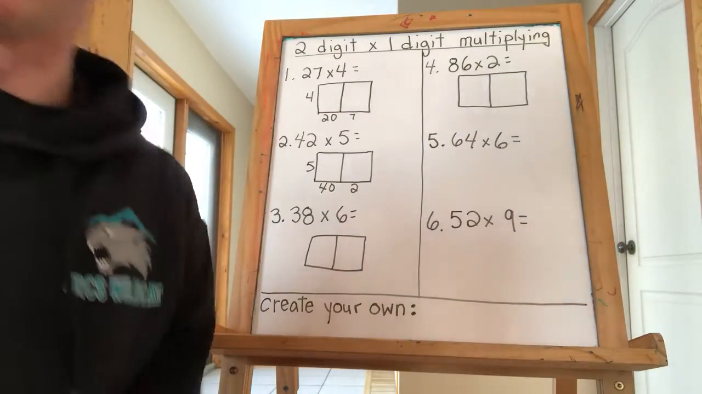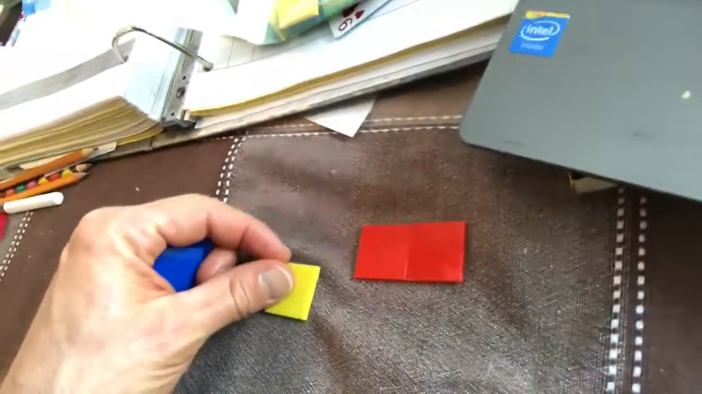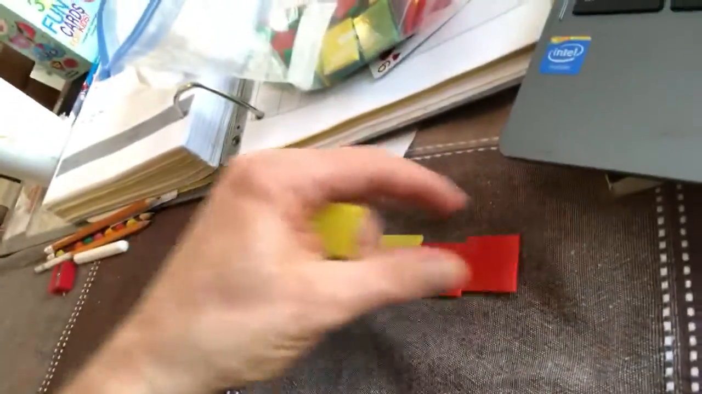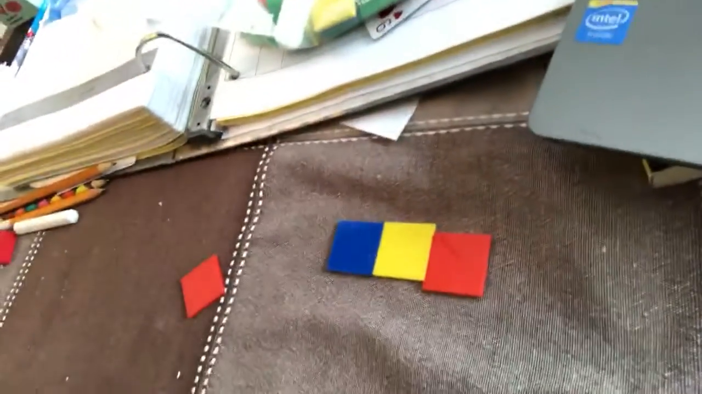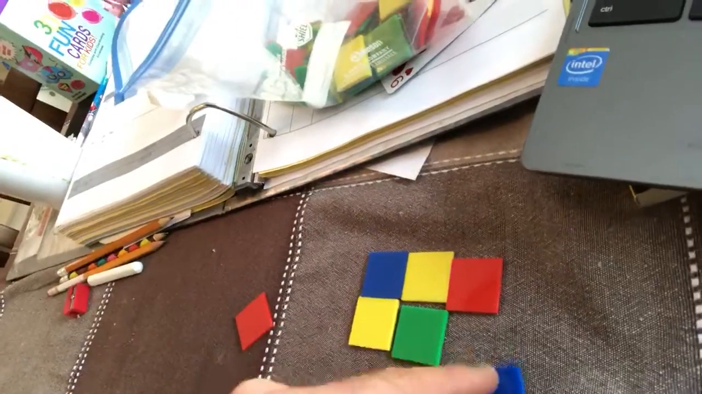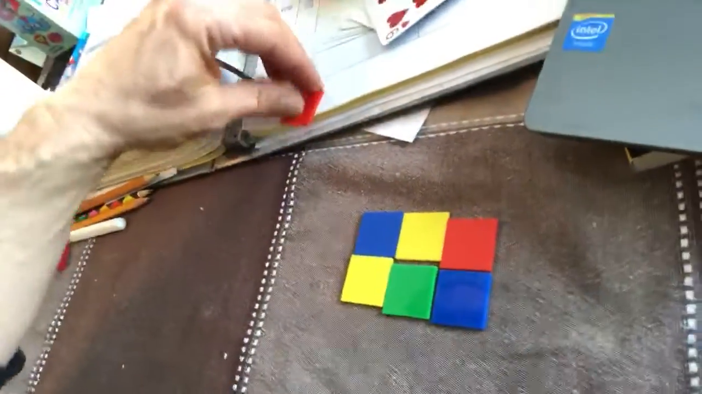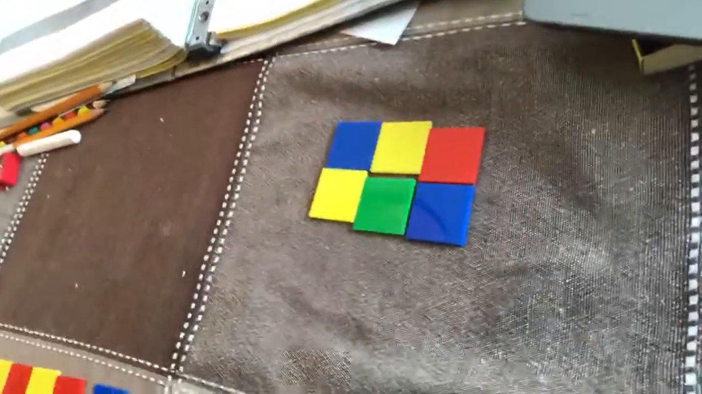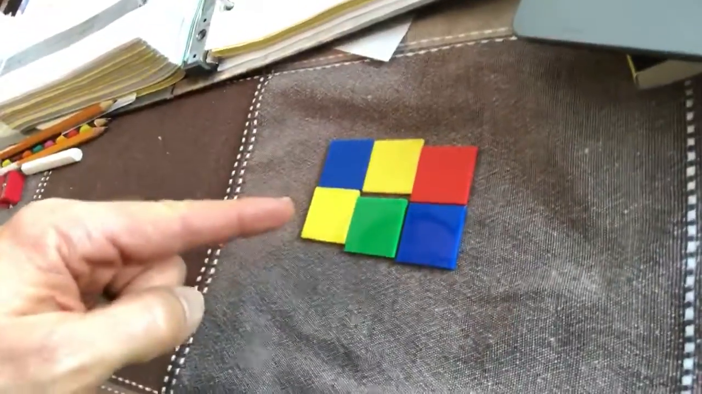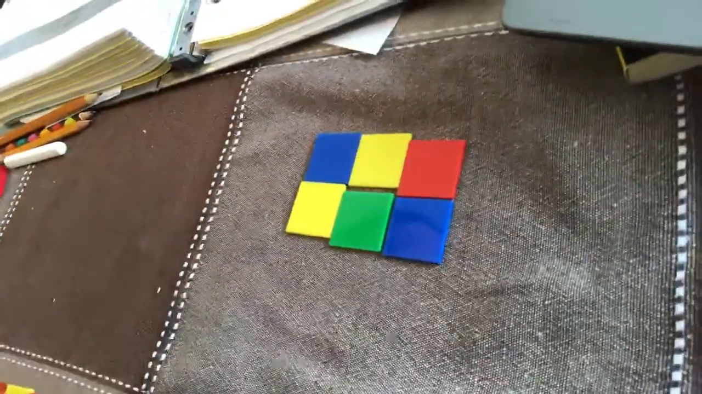For example, if I had 3 times 2, I would make them different colors: a row of 3, and another row of 3. If I look at what's inside that rectangle, I have 1, 2, 3, 4, 5, 6. I have 6. So 3 times 2 is 6.